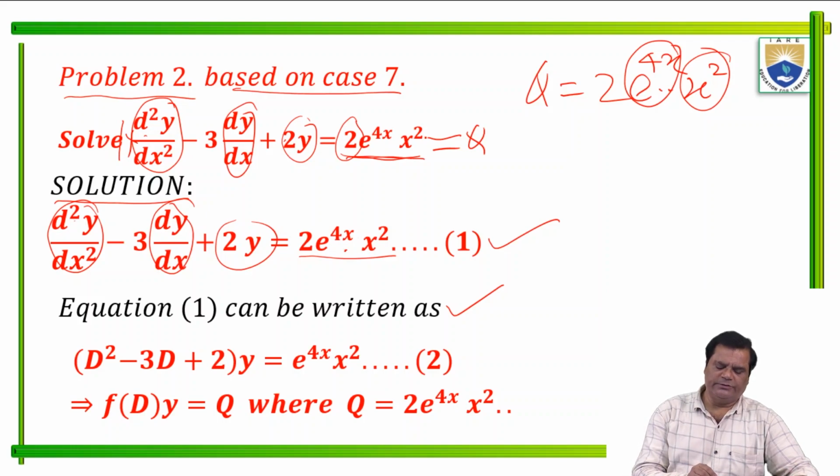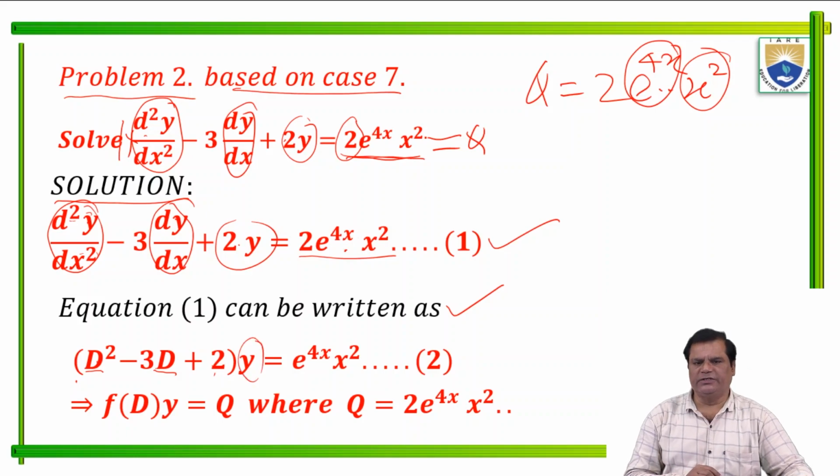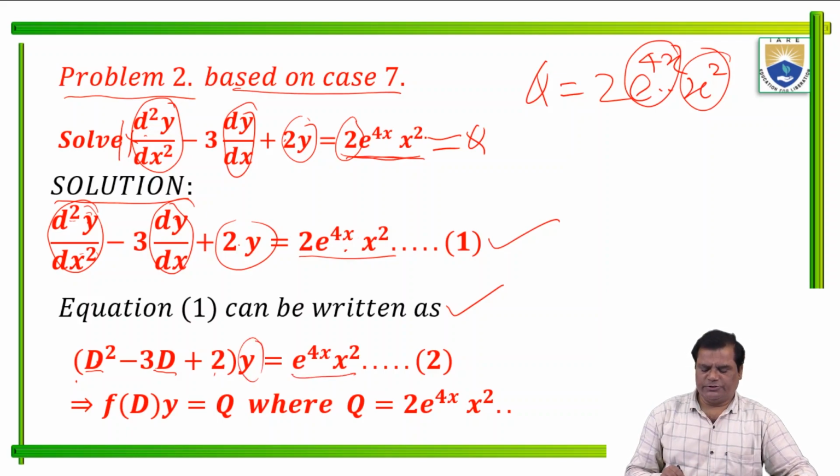This is d square. d²y/dx² is D²y, minus 3 times the differential is 3D, and plus 2 with no differential. So (D² - 3D + 2)y equals this, which is equation 2.